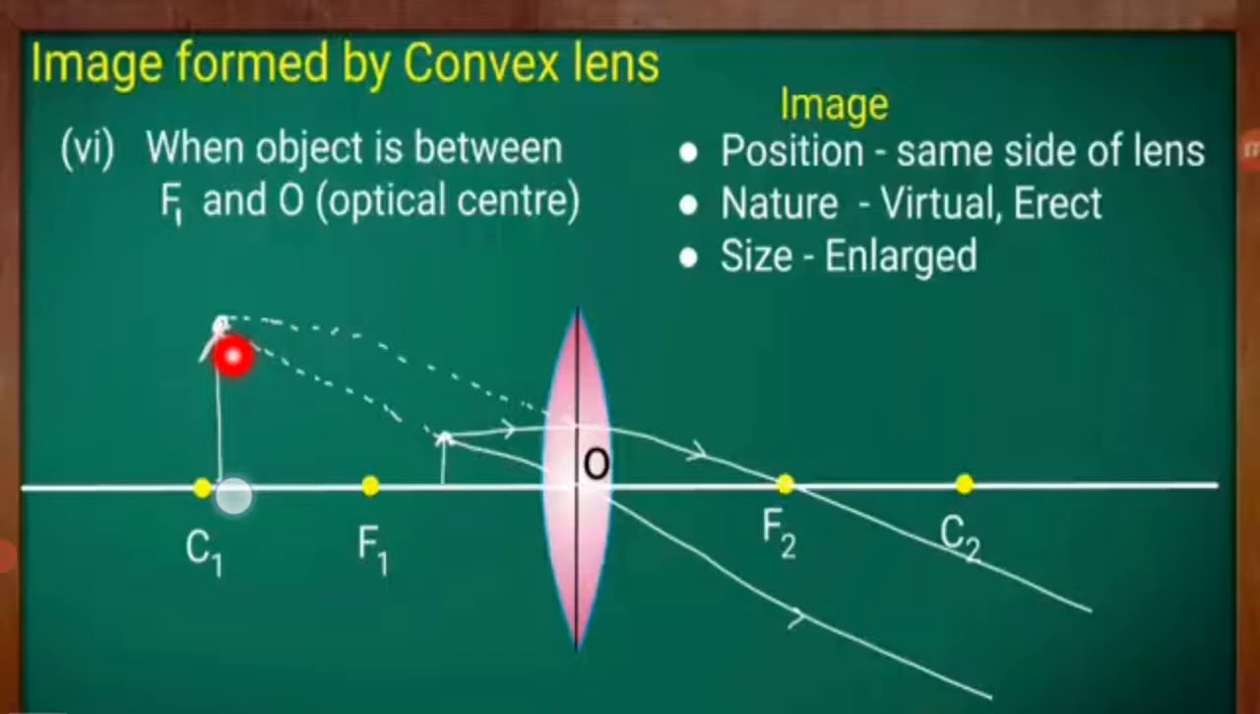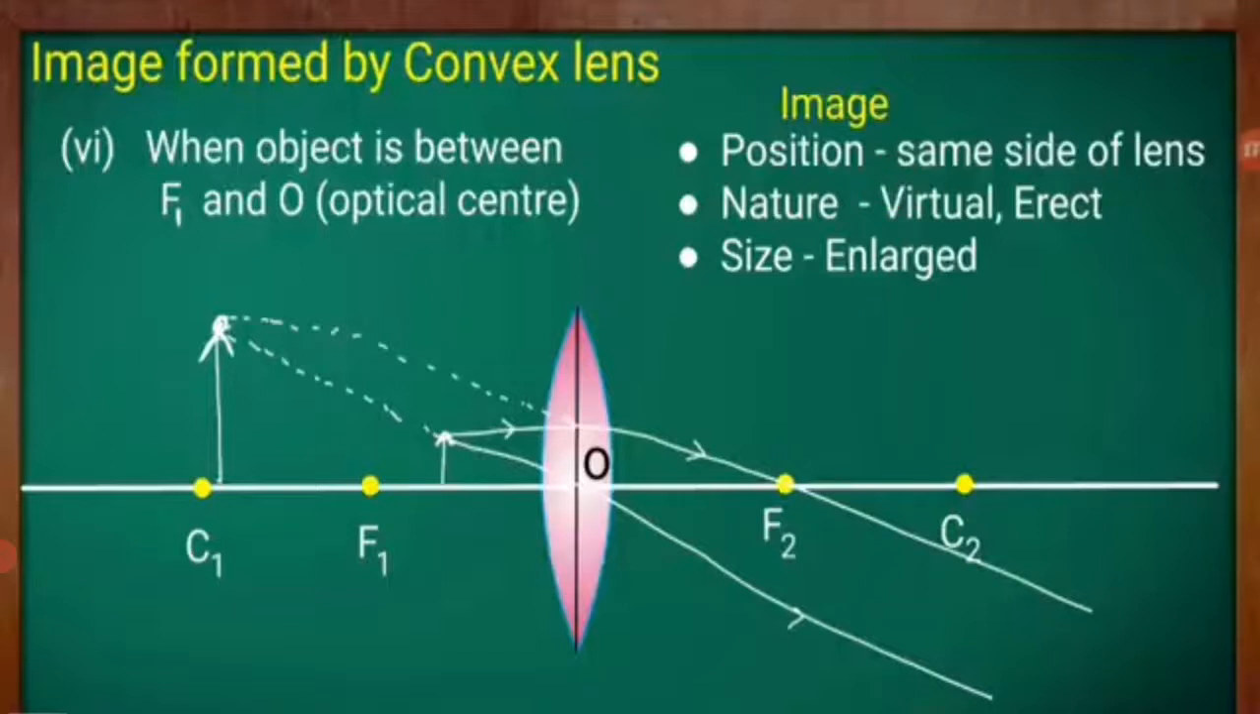So the image is not formed as such, the two light rays after refraction are not meeting, but we are drawing an imaginary line so that we are finding the image formation. Therefore it is a virtual image and it is an erect image. What about the position of the image? The image is formed on the same side of the lens. What about the size of the image? The image is highly enlarged when compared to that of the object.